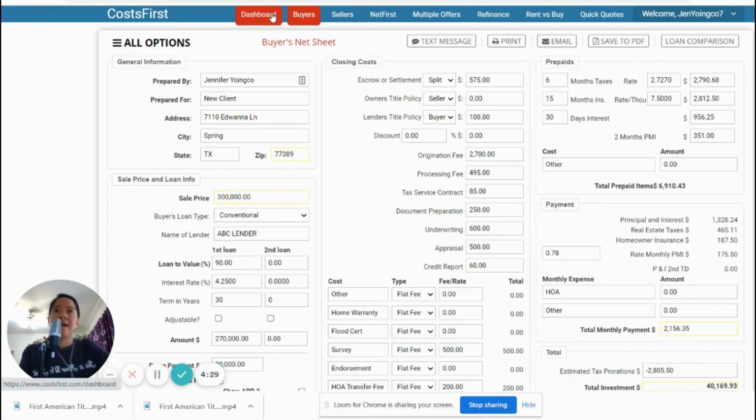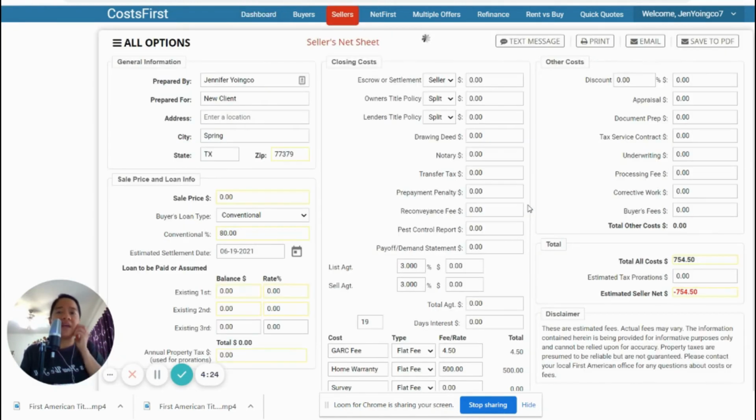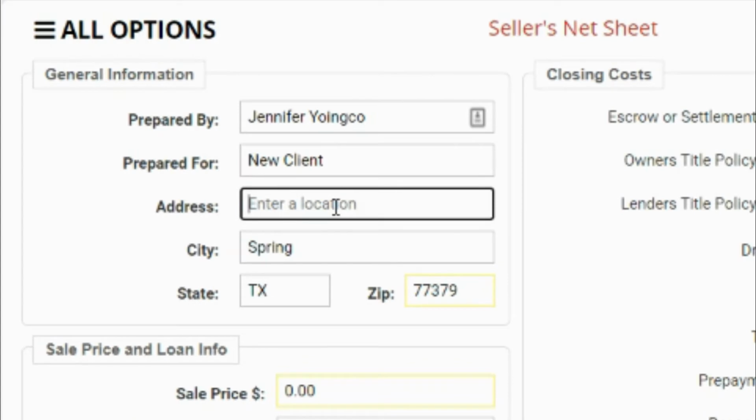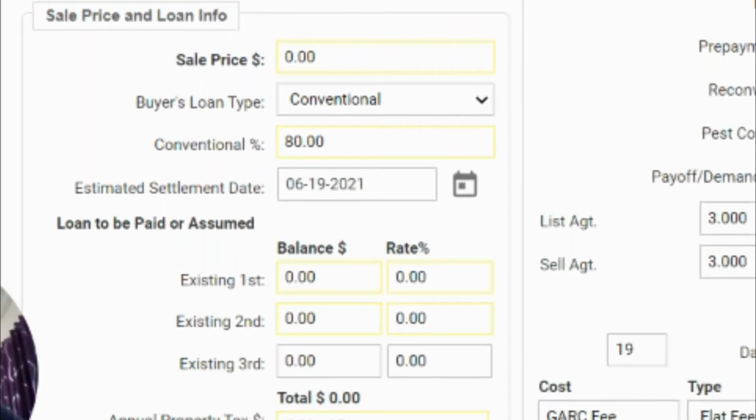Now we'll go to the dashboard once again and go to the seller's net sheet. In this case, this is for the seller. Okay, let's say the seller would like to know their net bottom line by accepting an offer at a certain price. For instance, let's input again the same property. And for the same property, let's say the buyer is offering $300,000. Conventional buyer with 80% loan, which is 20% down.